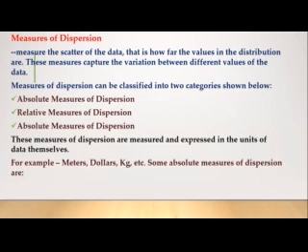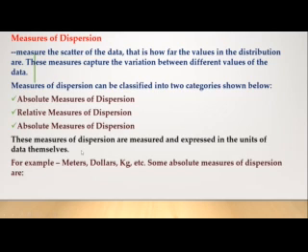So here, measure of dispersion, we can say, always measures the scatter of data, that is, some of the far values in the distribution. These measures always capture the variation between different values of the data. Moreover, these are categorized into two types: one is called absolute measure of dispersion, another is called relative measure of dispersion. Moreover, these are measured and expressed in the units of the data themselves only.